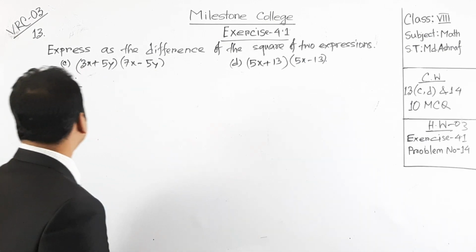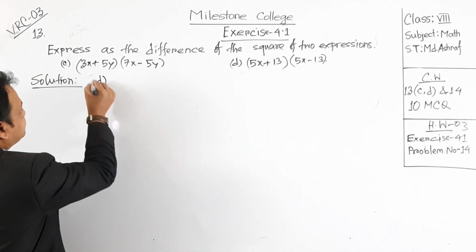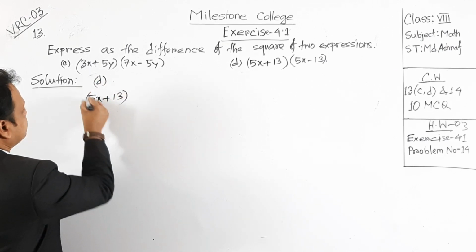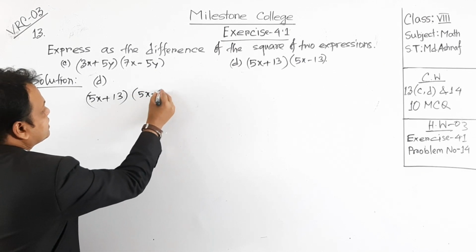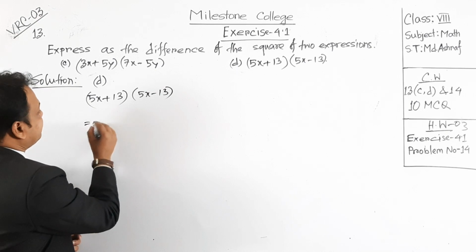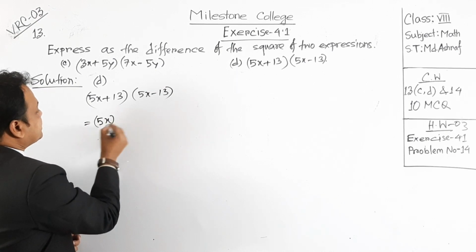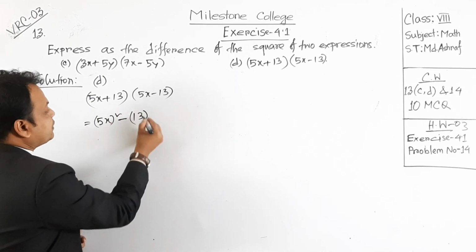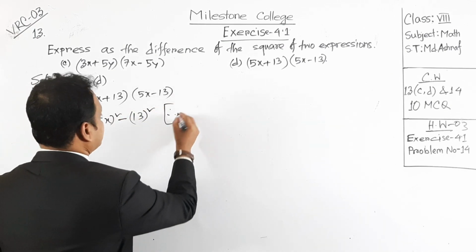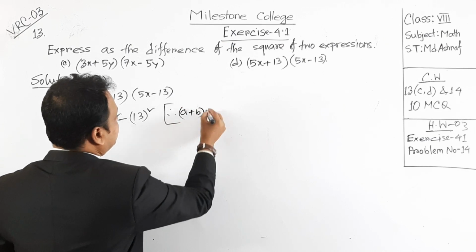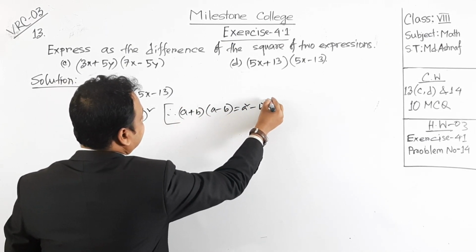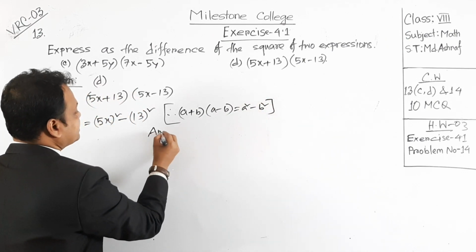So start right. Solution D number. Write the expression first. 5x plus 13 into 5x minus 13. Okay. So we can apply here the formula A plus B into A minus B. Then what will you get? A square minus B square. So in this way, we can also express as the difference of two squares. So it will be A plus B, this one we have applied here, into A minus B equals to A square minus B square. So this is the result.